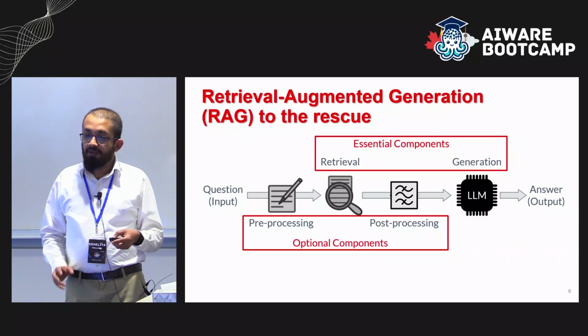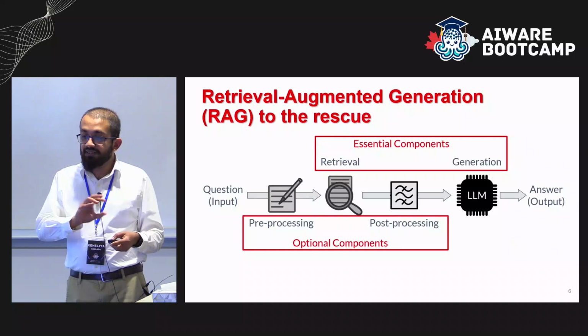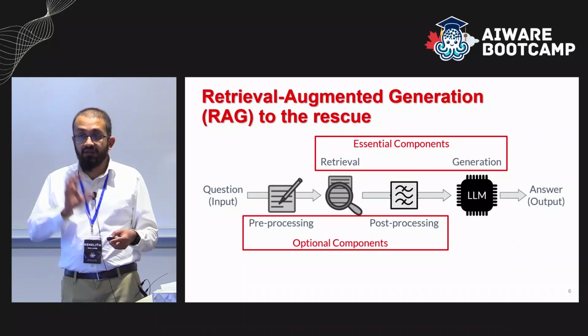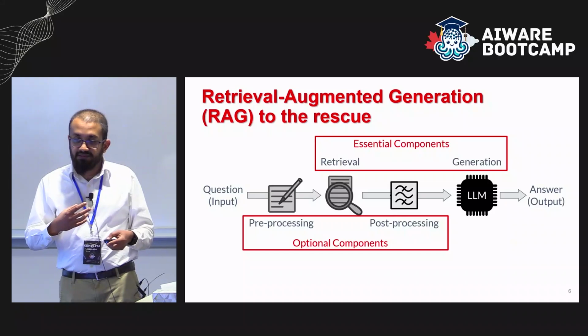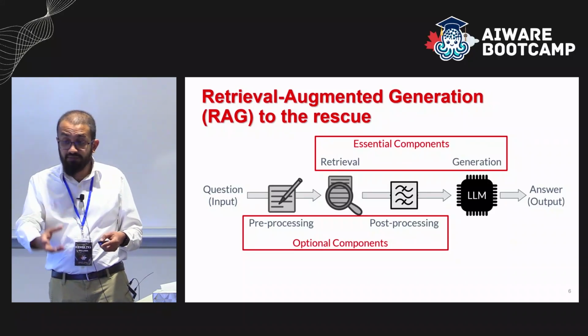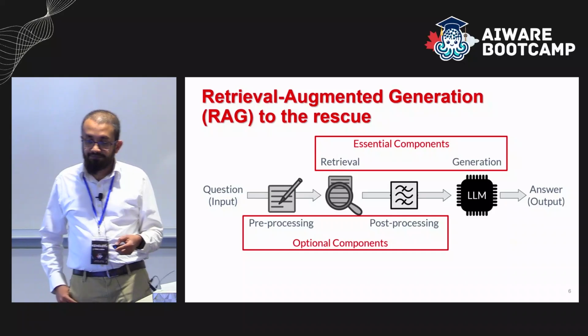But people found out sometimes it's not working very well, so they added these steps, that is pre-processing the query before doing the retrieval, and post-processing, that is of the results returned from the model. So these components are optional.